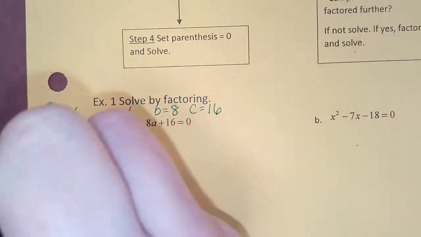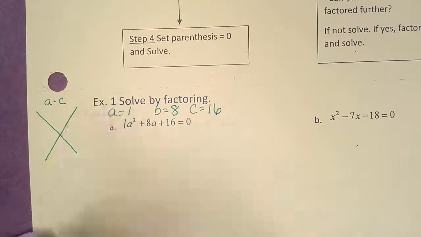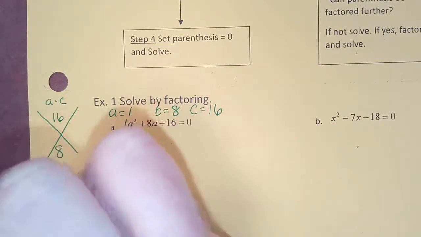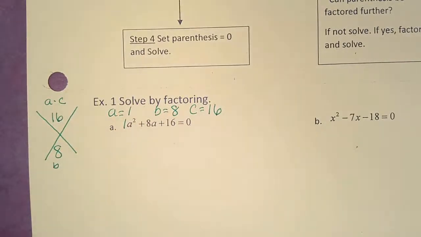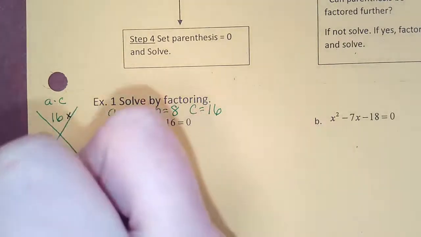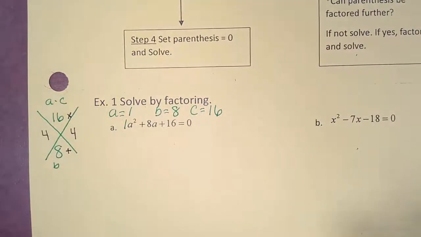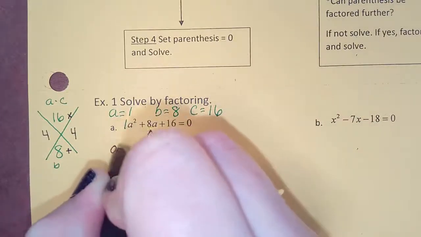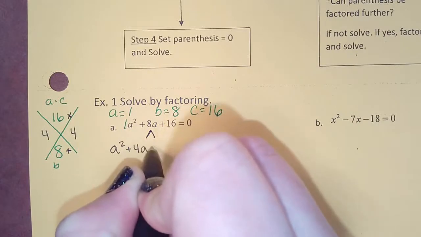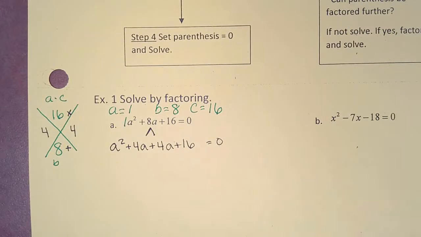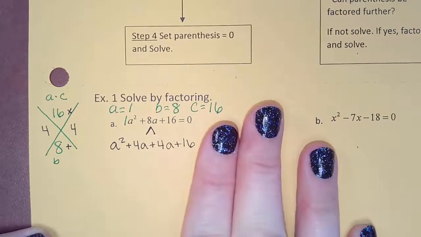At the top of my X, A times C, so 1 times 16 is 16. At the bottom of my X, my B, so 8. I'm looking for 2 numbers. They multiply to 16, they add to 8. So that would be 4 and 4. I'm going to split my middle term with those 4's. So it's A squared plus 4A plus 4A plus 16. I'm just going to have my equal 0 off to the side. We're not going to use it yet. If you want to, you can kind of ignore it for now.